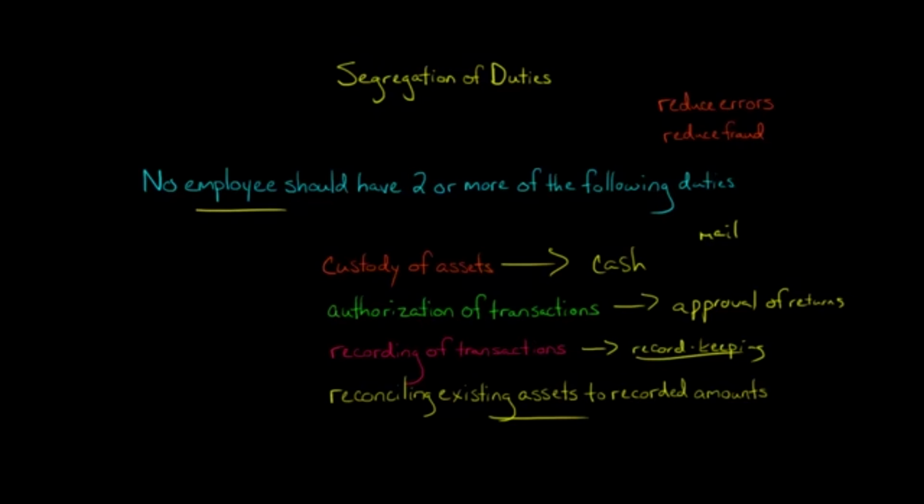For example, let me show you what could happen if you didn't have segregation of duties. Let's say that you have an employee named Susie. And Susie has both custody of assets and recording of transactions. She has two duties with respect to cash because Susie opens the mail and receives checks from customers occasionally when she opens the mail for the company. And then she's also the one who records that, hey, I've received this check from the customer.